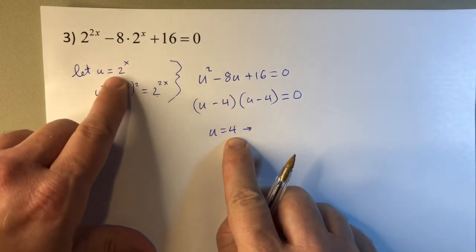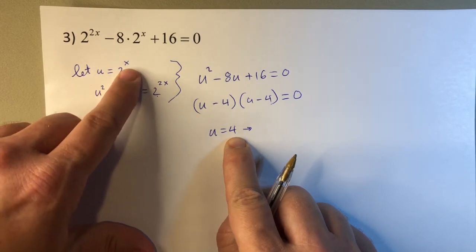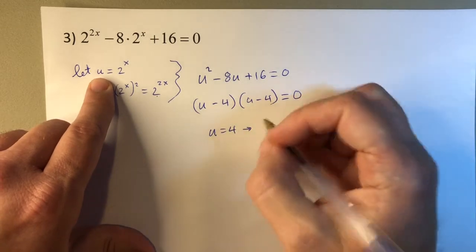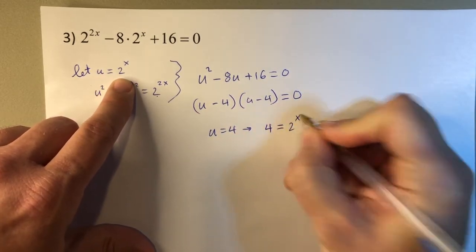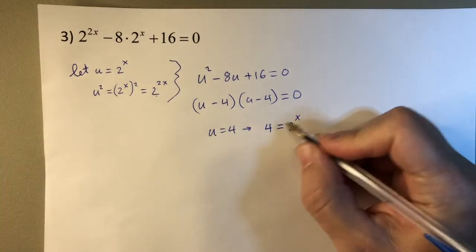So let's use this initial equation right here, u equals 2 to the x, to ultimately solve for x. Let's replace u with this 4. So 4 equals 2 to the x. Now, this should be a piece of cake. 2 to the what power gives you 4?